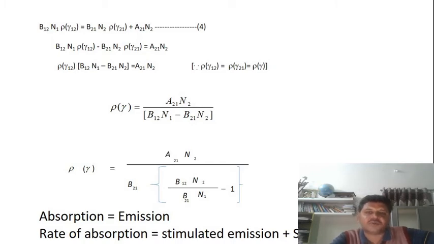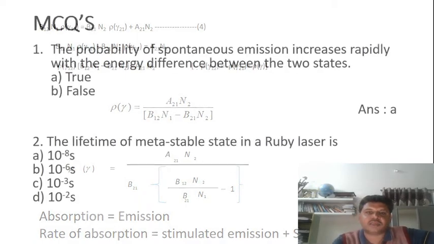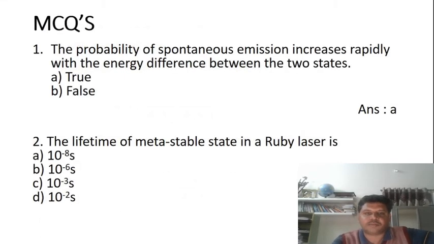Here we know A means Einstein's coefficient constant value. A21 means the transition from the excited state to the ground state. Similarly, B is also another constant value. So all are constant values. Because of this, we can rewrite these equations from this order to this order. After that, we come to the main concept, the main equations.